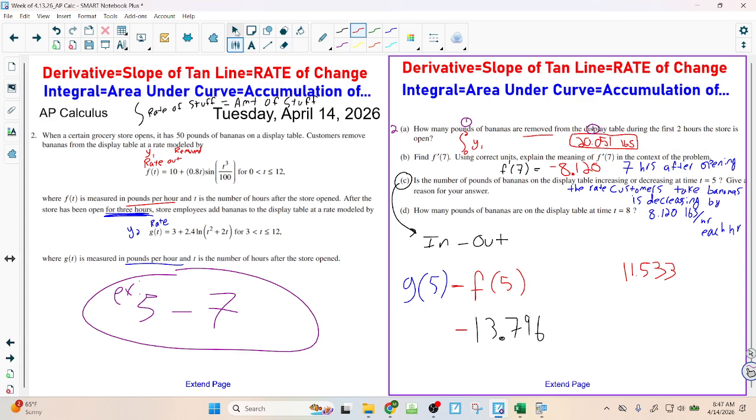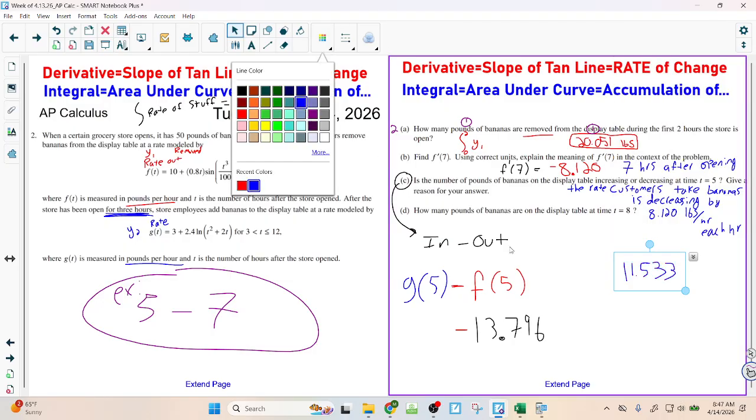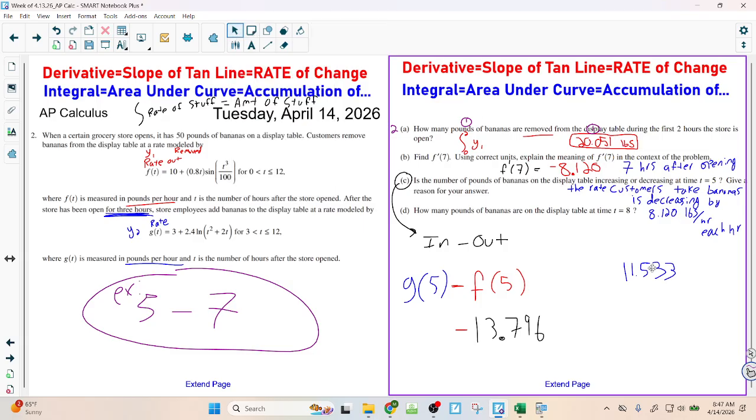Sorry about the color again. Let's get that out of there. That can't be that color. That's definitely got to be blue. Okay? That's the bananas coming in.